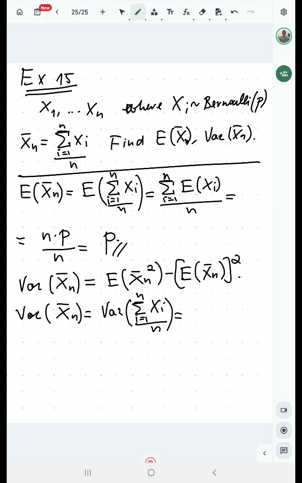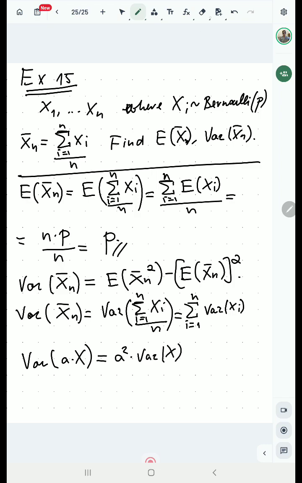And you have the independence assumption here. So because of independence, you don't need to take into account covariances. Here it is going to be equal to the sum of variance of xi's, but remember one fact. Let me state that general fact. If you have variance of a times x, where a is a constant, this is equal to a squared times variance of x, right?